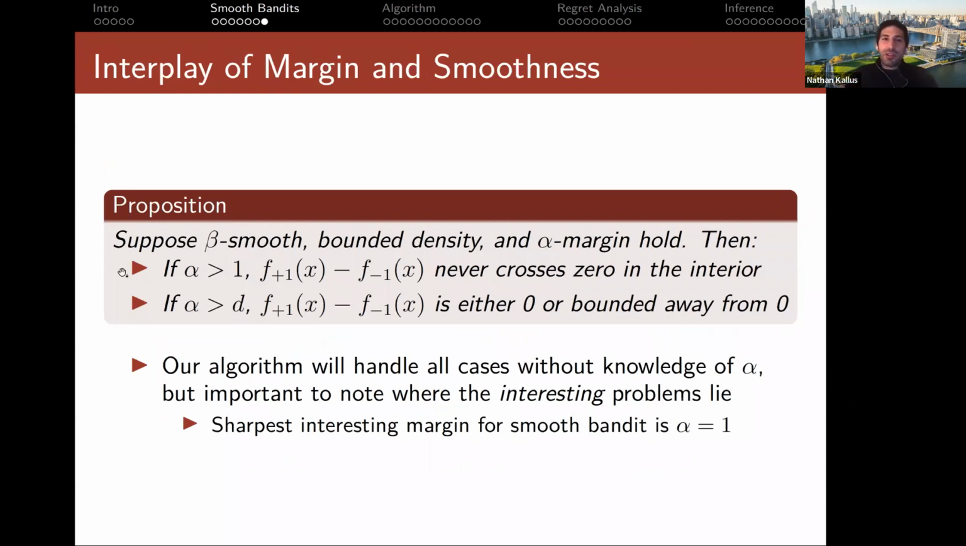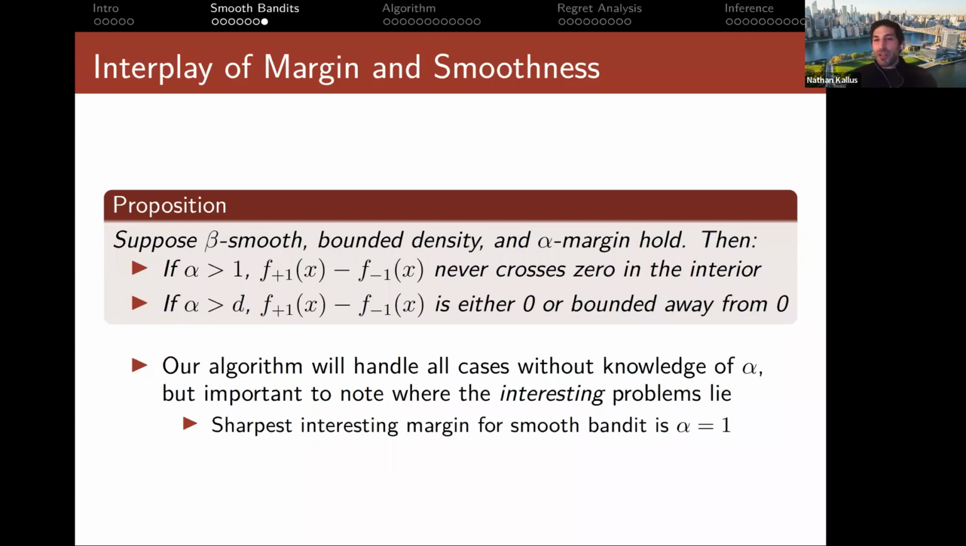Now, this is just important to keep in mind. It doesn't really change anything for us. So all we're saying is that if alpha is big, the problem is sort of trivial, in the sense that on each connected component of the support, only one arm is optimal. So it's not really a continuous covariate contextual bandit problem. It's just a non-contextual bandit problem. We just have to figure out what that one optimal arm is. So that's not really going to matter.